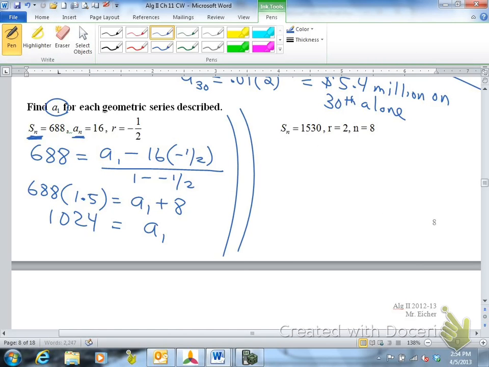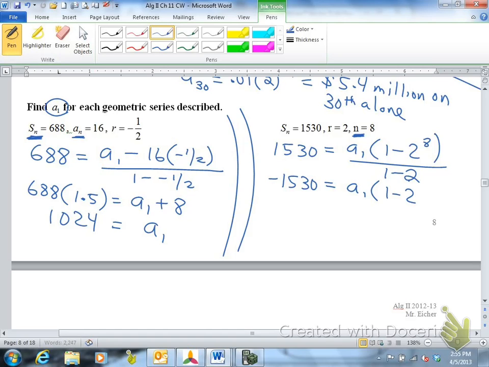Then the next one, notice that you're given n, so we use the other formula, the other one from this one. You'd have 1530 equals a sub 1, 1 minus 2 to the 8th, divided by 1 minus 2, which is -1. Multiply both sides by -1, you get negative 1530 equals a sub 1, 1 minus 2 to the 8th. Divide by that, and you would get 1530 divided by 1 minus 2 to the 8th equals a sub 1. And type that into your calculator, and you get the final answer. 6 is the first term.